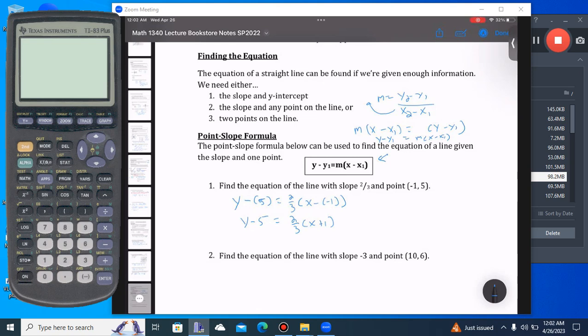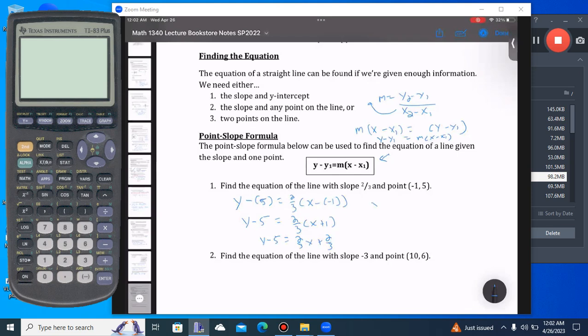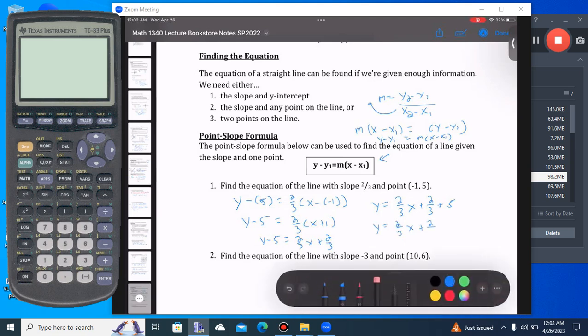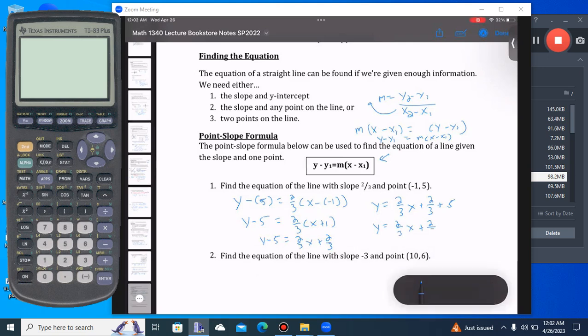So to do that, we distribute the 2/3. And then add 5 over, and you get y equals 2/3 x plus 2/3 plus 5. And then to get this as a fraction, I need a common denominator. So that would be, let's take that with 2/3, this would be 15 over 3. So y equals 2/3 x plus 17 over 3.